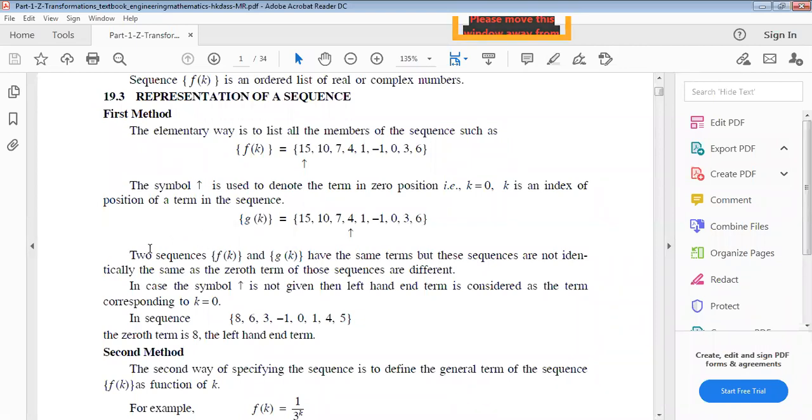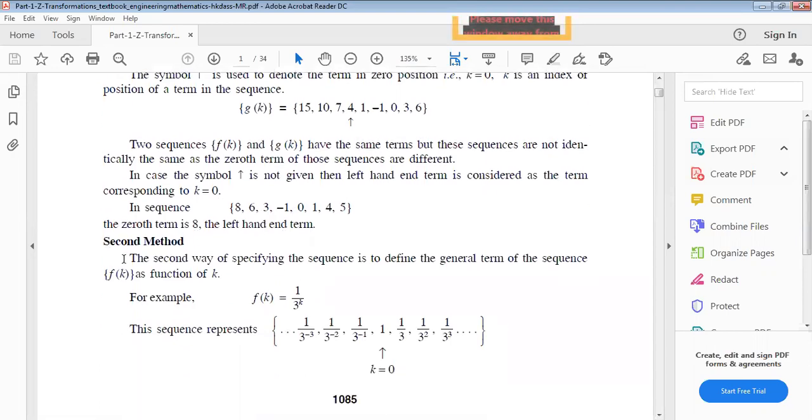There are these two sequences, f of k and z of k, that have the same terms, but these sequences are not identical, as the zeroth terms of those sequences are different. Here the zeroth term is 15, and here the zeroth term is 4. This is why they are not identical. In this case, if the symbol is not given, the left-hand term is considered as the term corresponding to k equals 0. In the sequence 8, 6, 3, minus 1, 0, 1, 4, 5, the zeroth term is 8. It is considered from the left.